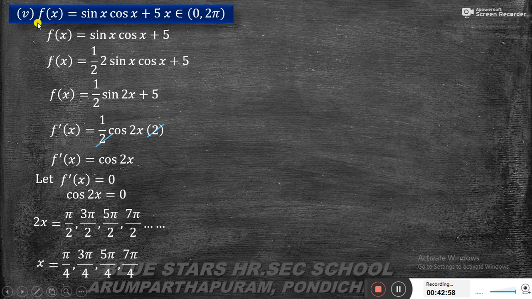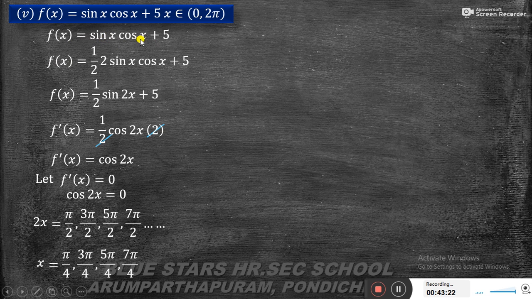Next, fifth subdivision: f of x equal to sin x cos x plus 5, comma, x belongs to (0, 2 pi). So this is the function. I write the first step: the function f of x equal to sin x cos x plus 5.